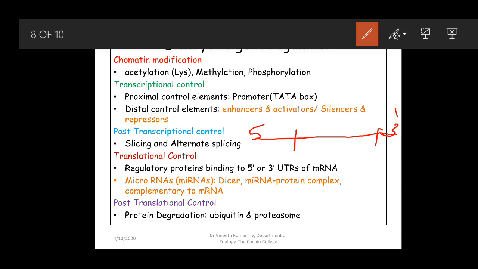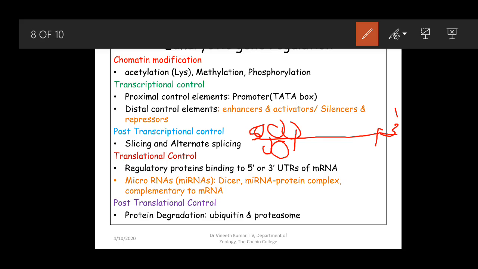So these are regulatory sites. Regulatory proteins come and bind here. When regulatory proteins bind here, as we discussed in translation, the ribosome cannot come and bind to this mRNA. That is how regulatory proteins and the 5' UTRs control gene regulation. This is nothing but inhibition. Regulatory proteins bind, and they inhibit ribosome binding.